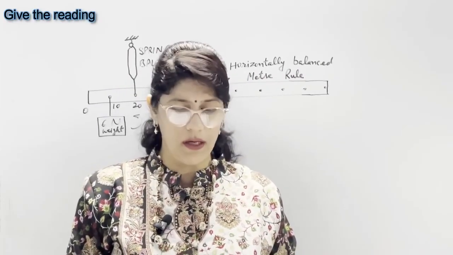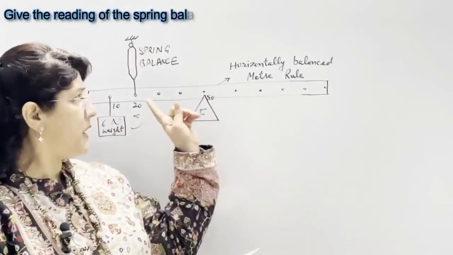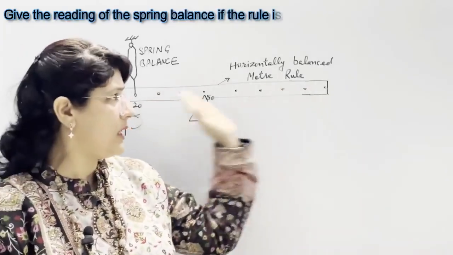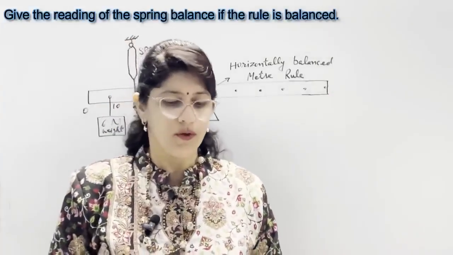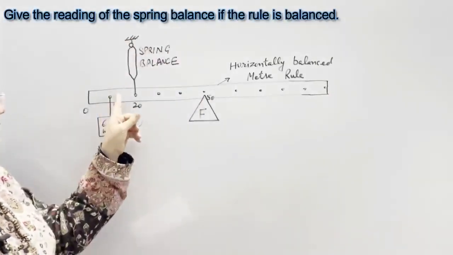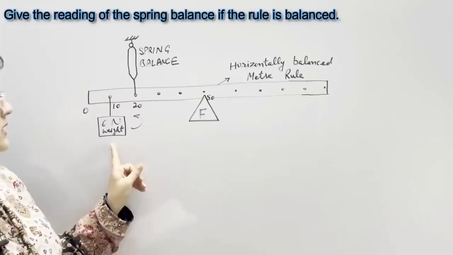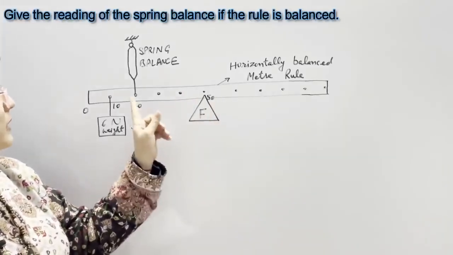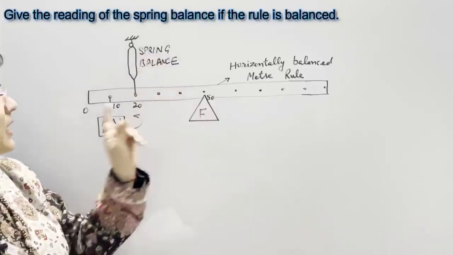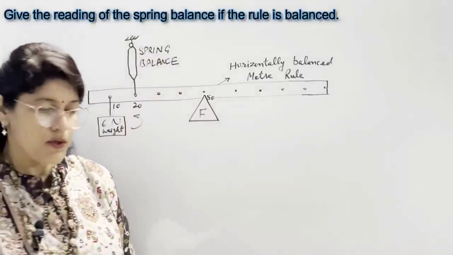Our second numerical is: give the reading of this spring balance if the rule is balanced. It means if the rule is in a balanced position. So here you can see at the 10 centimeter mark a weight of 6 Newton is hanging. 50 centimeter is the fulcrum position of the scale. And what is the reading of the spring balance which is kept at the 20 centimeter mark?